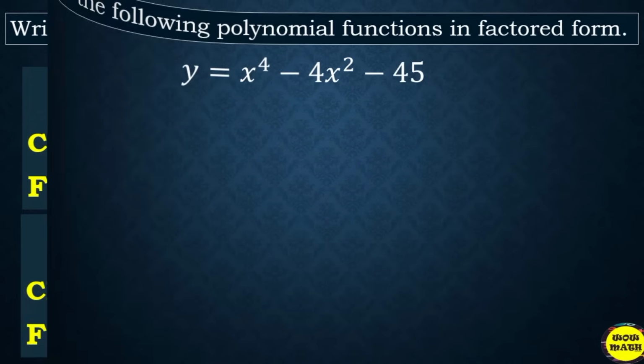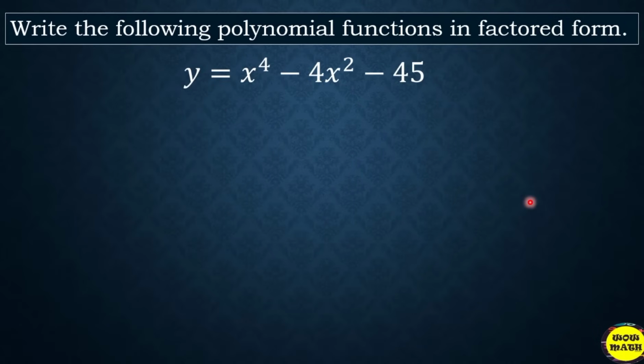Okay, let's have the last example. I have here y is equal to x raised to 4 minus 4x squared minus 45. So, paano tayo magfa-factored form since ito ay naka-raised to 4? Paano natin siya gagawin? We can rewrite this as x squared raised to 2. Bakit? Kasi 2 times 2, this is still x raised to 4.